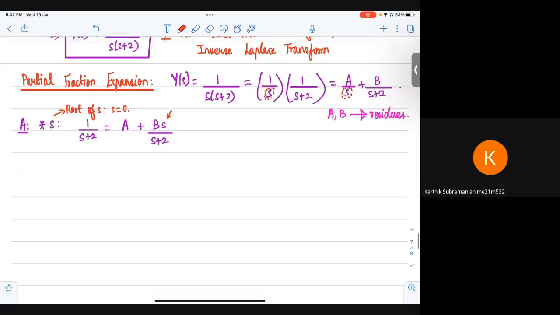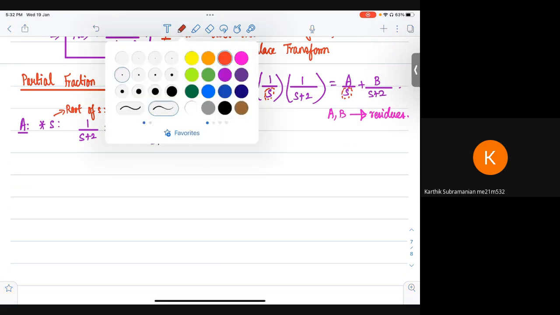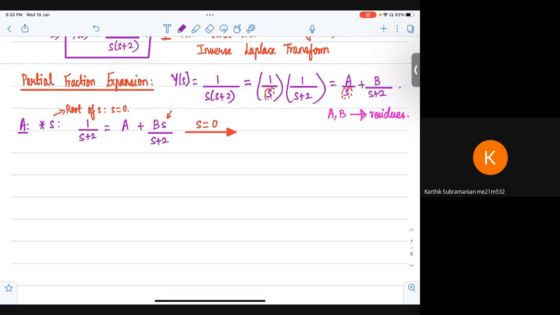Now in this equation, we substitute the root of the polynomial which we multiplied, which is s equals 0. Once I do this, what happens? On the left hand side, I get 1 by 2. On the right hand side, I just get a.